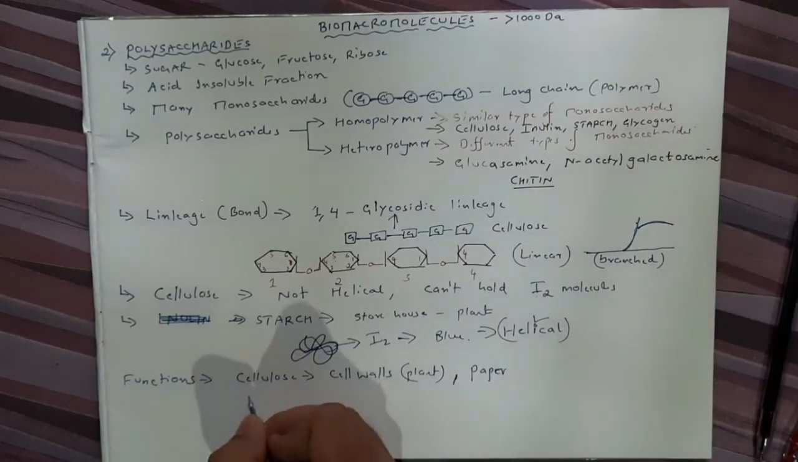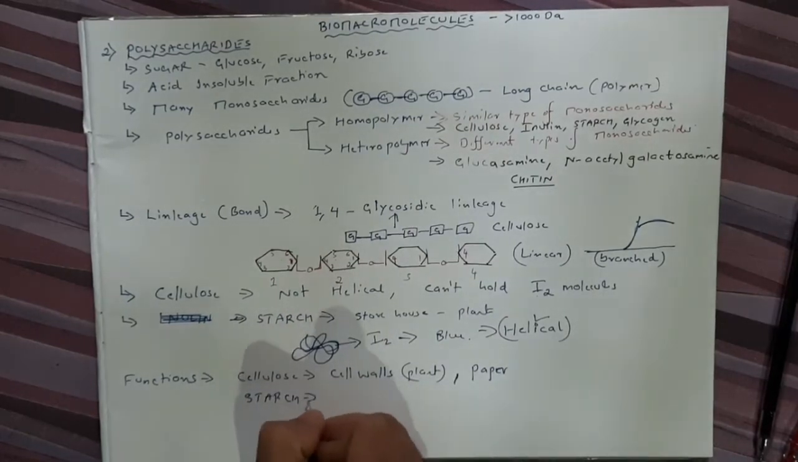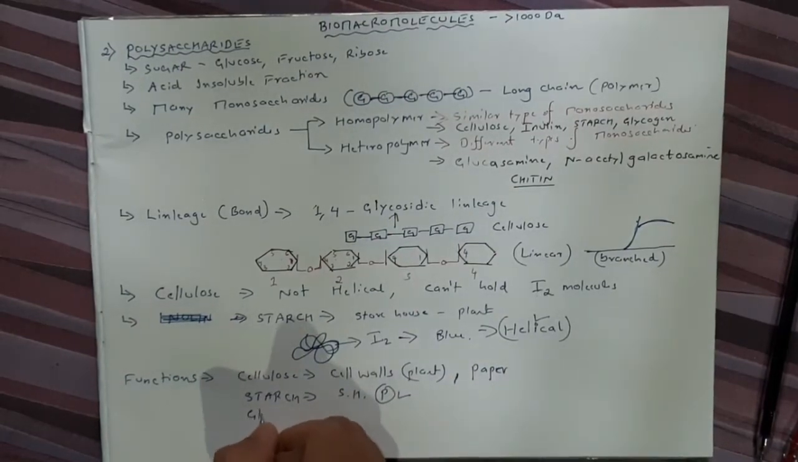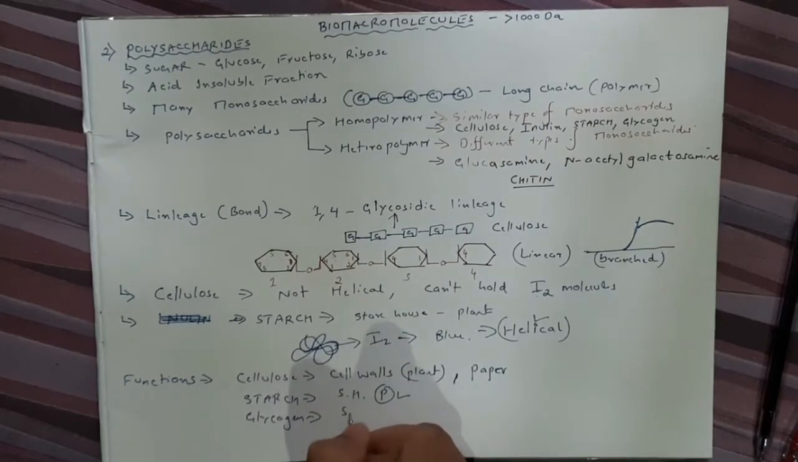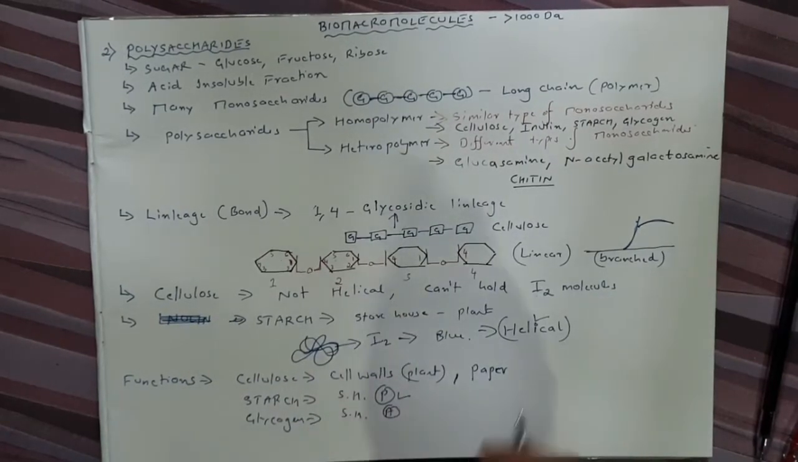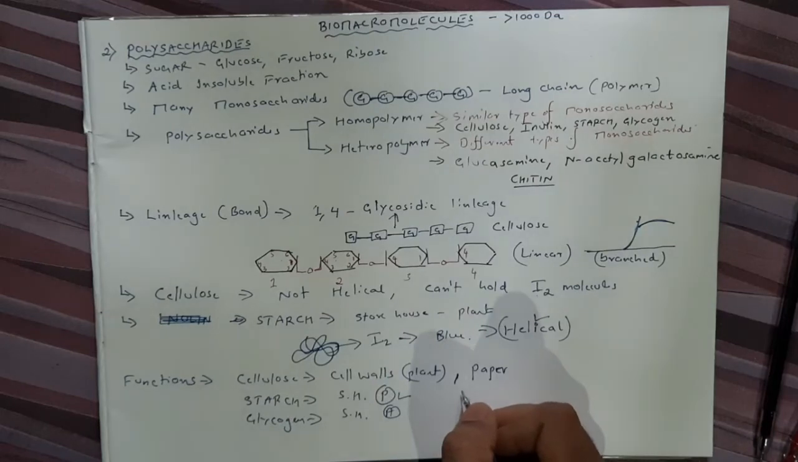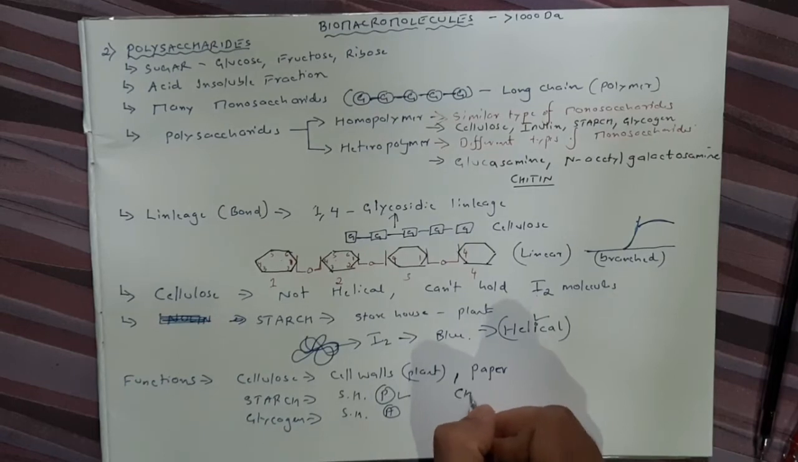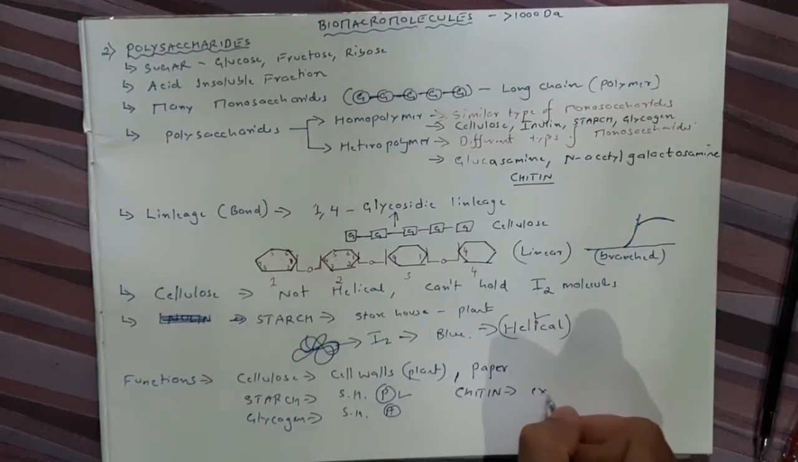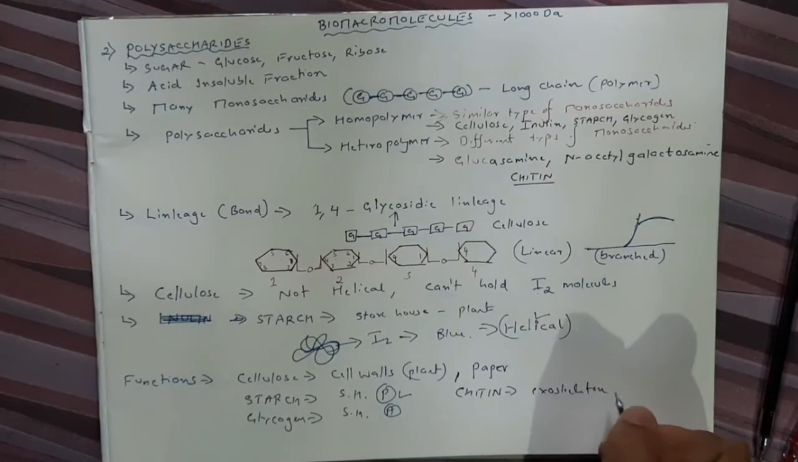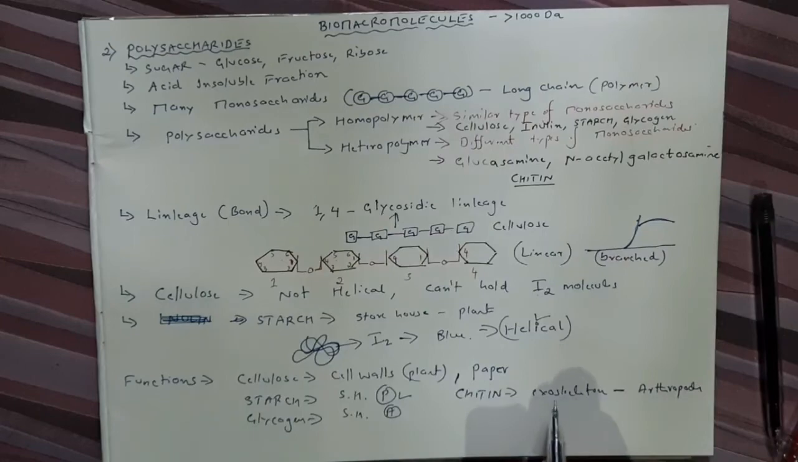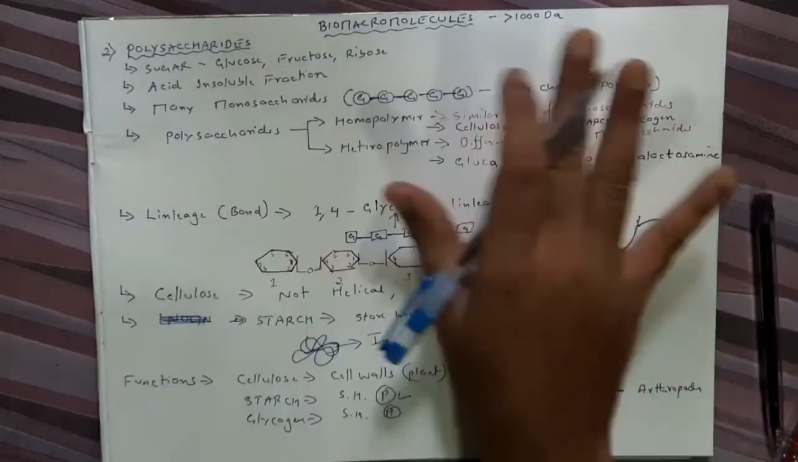Okay, next one, let me just give you one more, that is the starch. I have already told you, that is the storehouse of energy in plants. Okay, whereas glycogen is the storehouse of energy in animals. Okay, next one, let me just give you one more example, that is chitin. Yes, I have already explained it. Chitin is the component that makes the exoskeleton in arthropods, insects. Okay, it makes exoskeleton in arthropods. That's all about it. That's very simple.